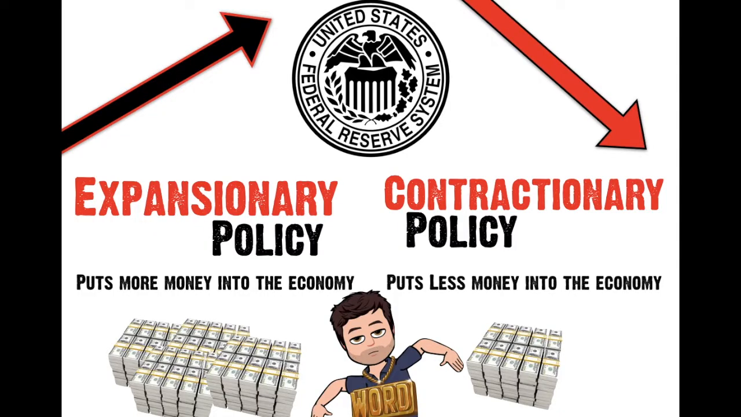So to sort of recap, expansionary policy is what you want to do to drive the economy up. So our upward arrow is what we want. To do that, we're going to institute an expansionary policy, which puts more money into the economy and helps drive it back up. But if we need the economy to go down with our red arrow, we're going to practice contractionary policy, which puts less money into the economy and reduces the overall money available, slowing down the economy and putting it in a downward trend.